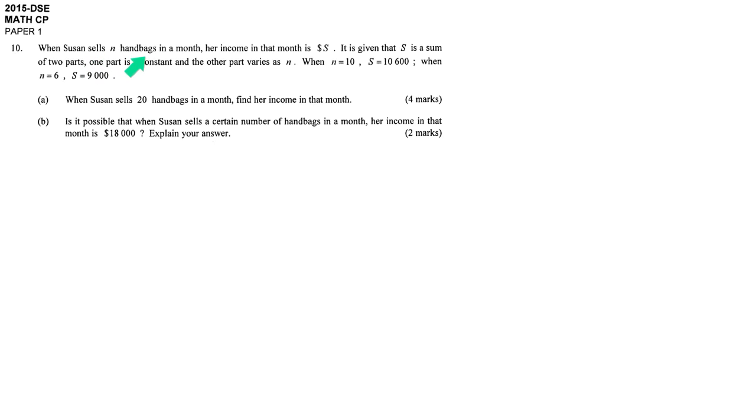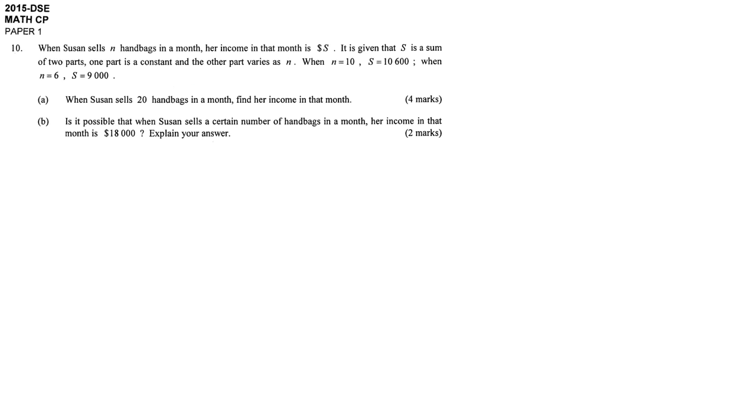About our variation question, it is typical that they will give us the structure of S, which is the outcome of the function. There is one part that is constant, another part that varies as n, and then we have two parts, which means we have two coefficients. So they give us two cases to solve those two equations afterward. So the first part is to write down the structure of function S first.